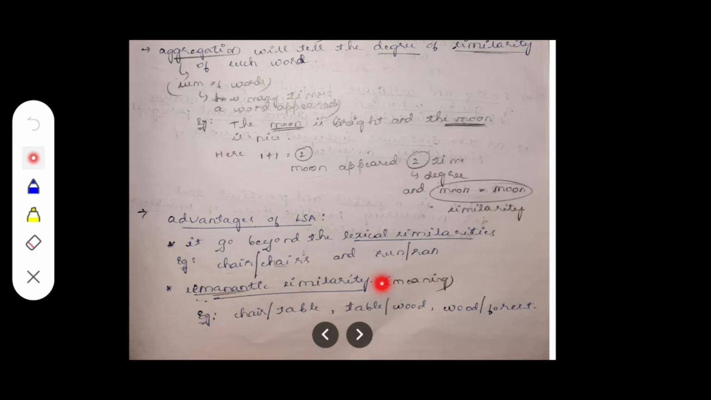And table and wood. What is the table made up of? It is made up of wood. See their relation. And wood and forest. Where will we get the wood? In the forest, right? So how they are related, it will tell the meaning and how they are related. By looking into the meaning, we are going to look into how they are related.